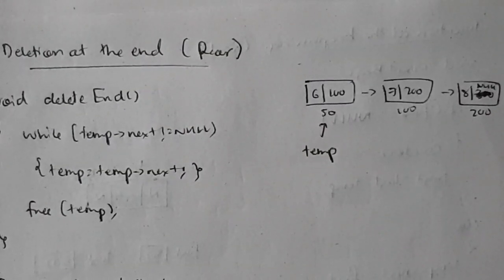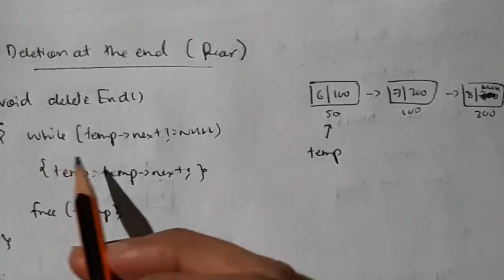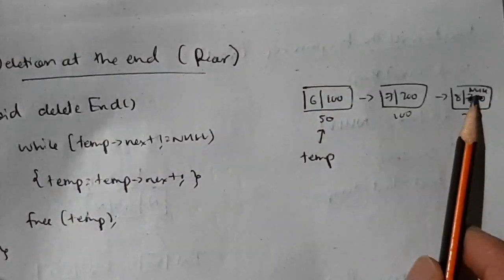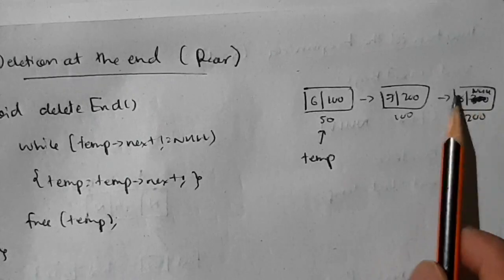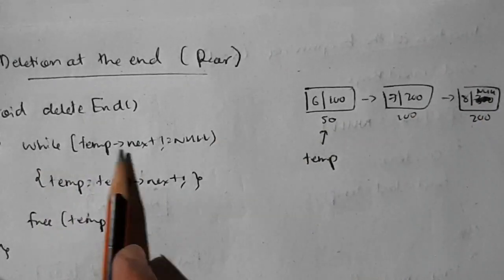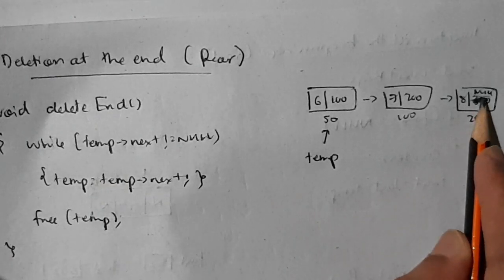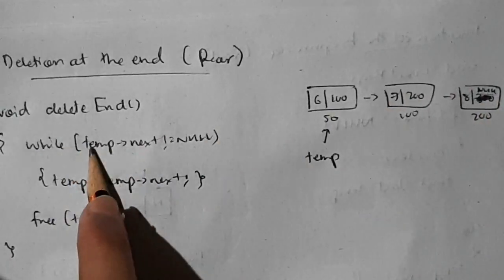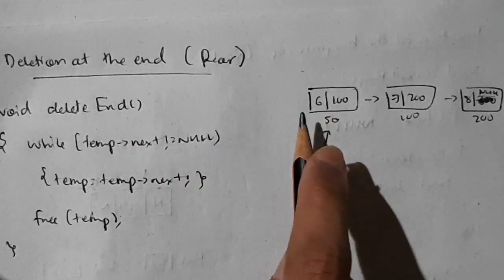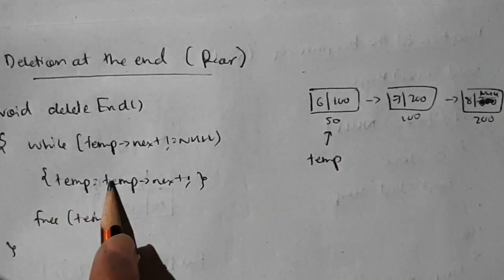Okay, the next is deletion at the end, meaning the rear end. How will you do that? First you will go to the last location where you have to delete, and then you will delete it. See, while temp arrow next is not equal to null, meaning the last location will only have the next location as null, right? So while temp arrow next is not equal to null, till that time you have to traverse, like temp is equal to temp arrow next.